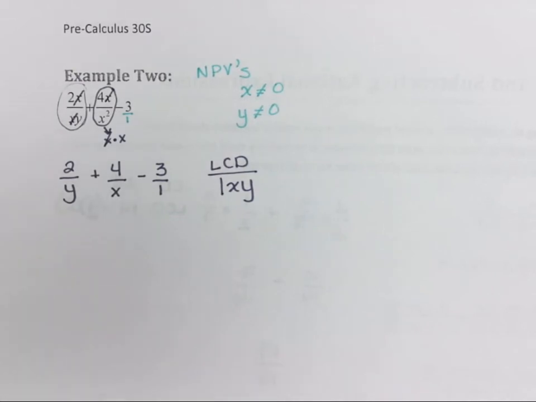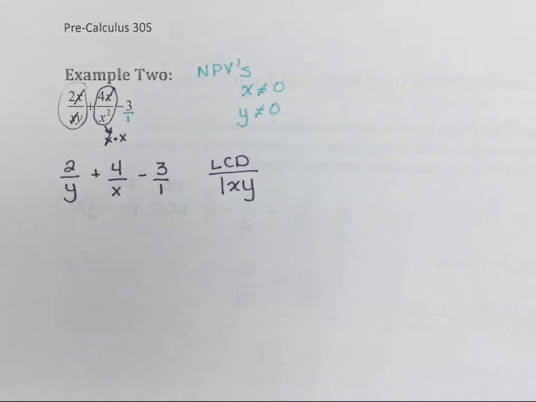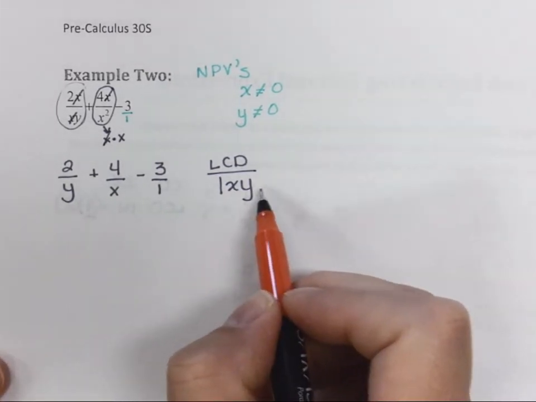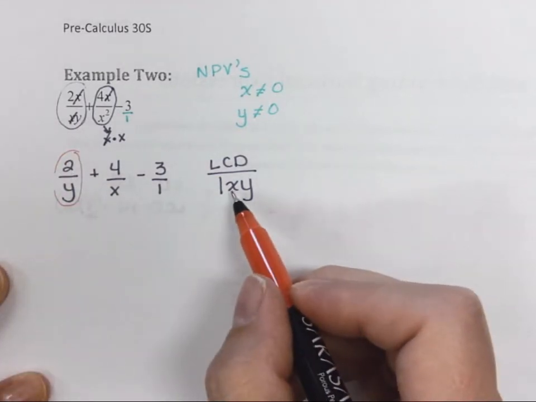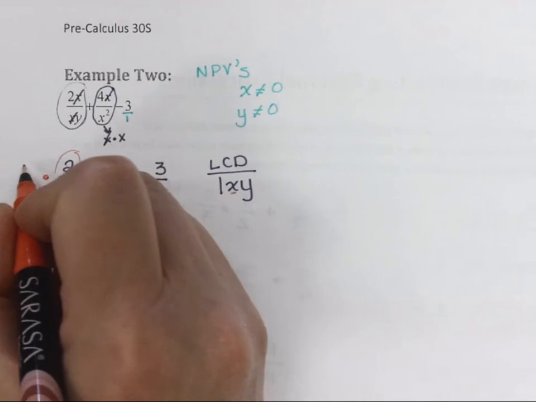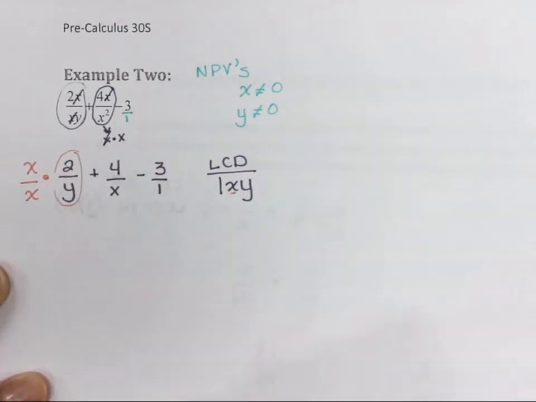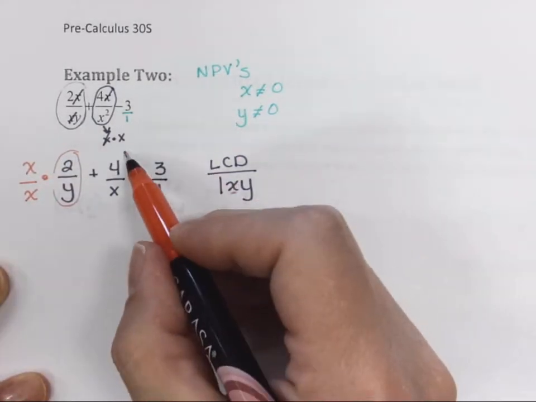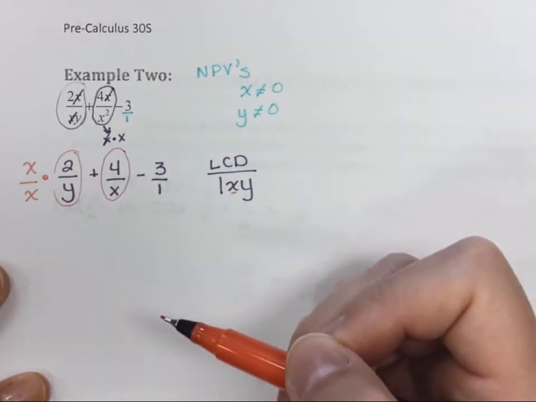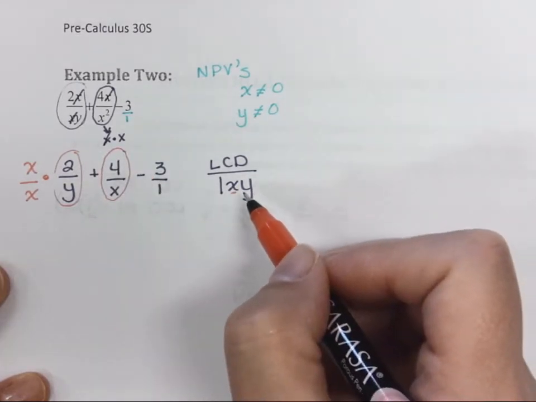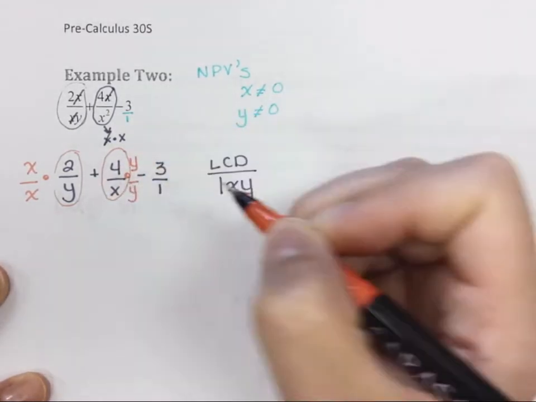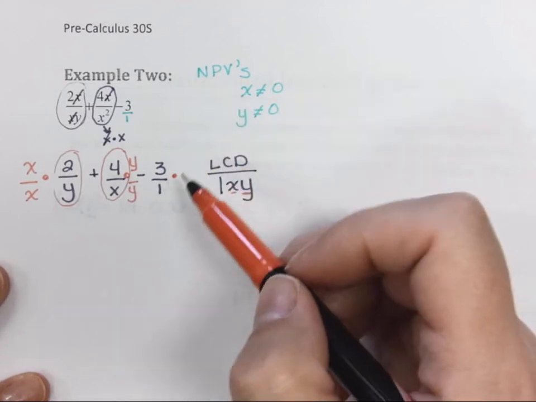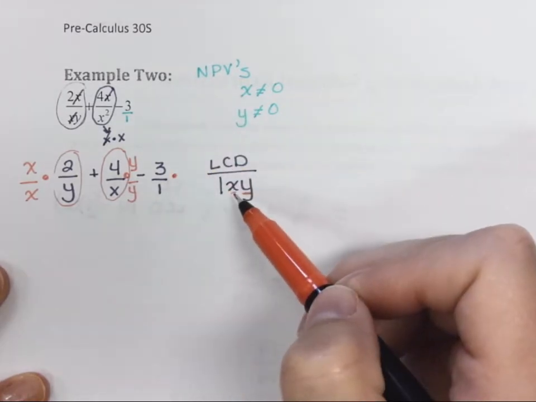So now what we do is we go through and see what's missing. My LCD is xy. So if I look at this term, what's missing? It's the x, right? So I'm going to multiply this one by x over x. And then if I look at this term, what's missing from the bottom? The y. Right, so it's y times y. And then if I look at this one, what's missing from the bottom? X and y.